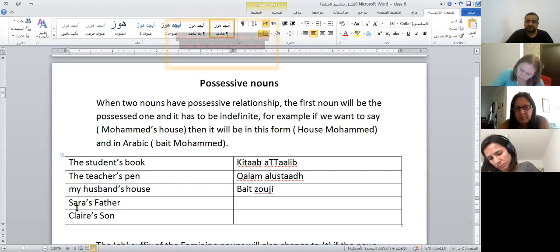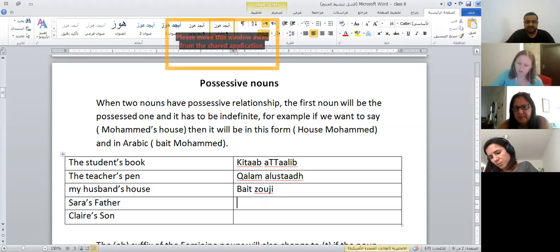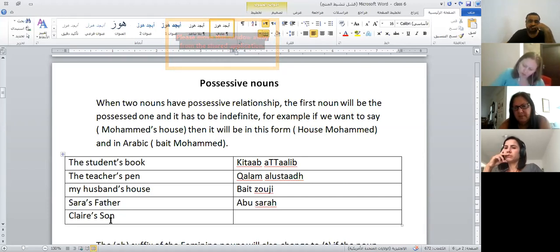How to say Sarah's father? Abu Sarah. Mumtaz. Abu Sarah. I'm not saying her father. Her father is different from Sarah's father. If I want to say her father, instead of Sarah here, I will change to ha: Abuha. Abu Hassan. Abu Sarah.